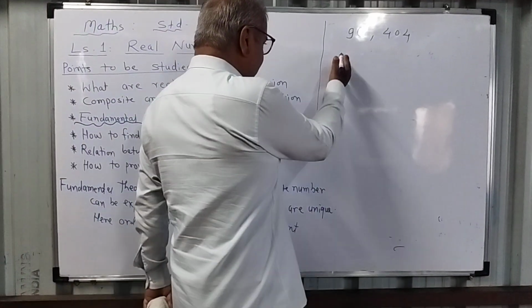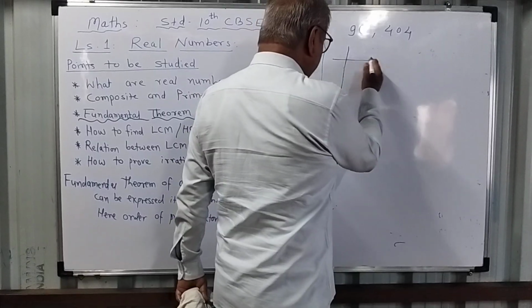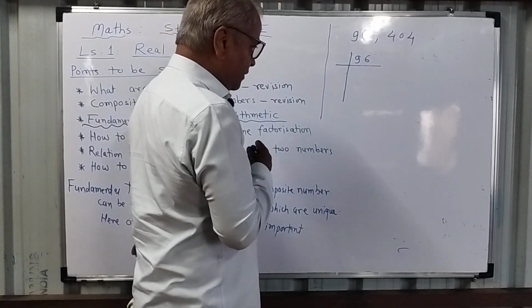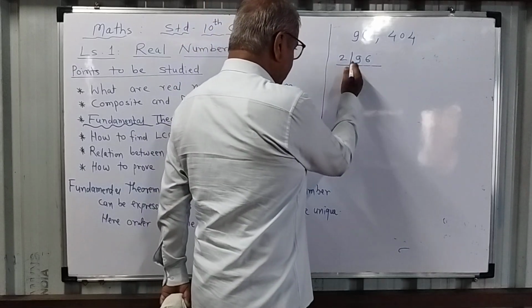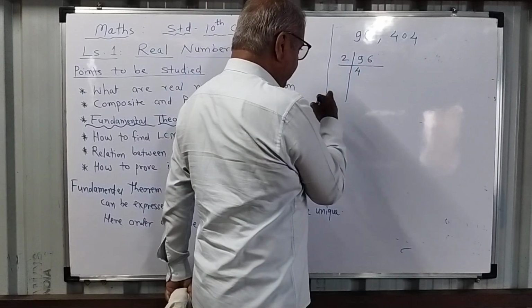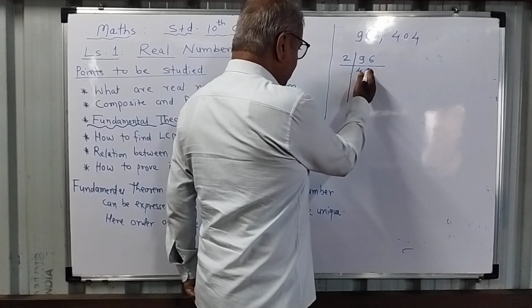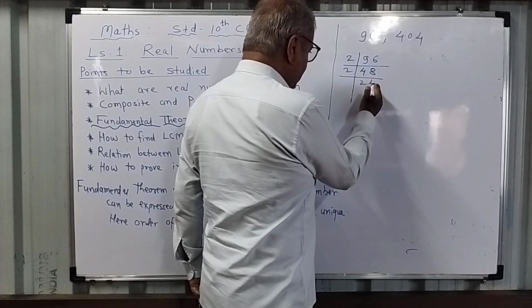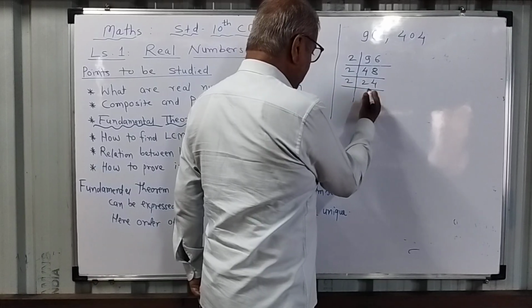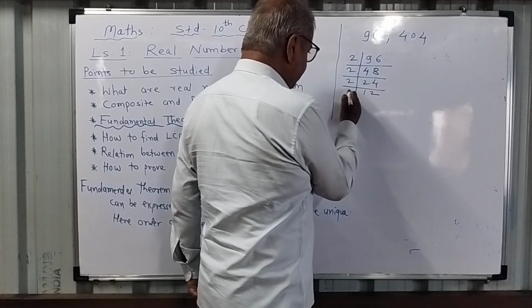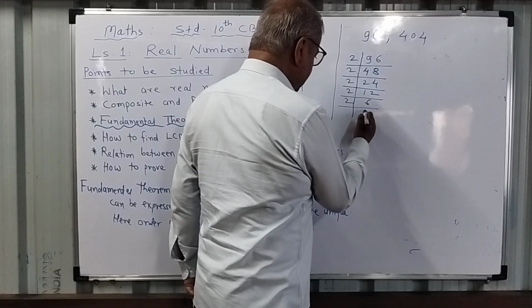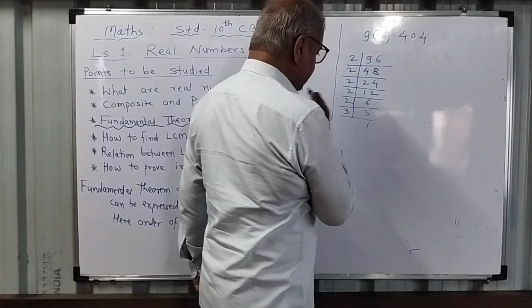So first find the factors of 96. It has 6 at the unit place, so we can divide it by 2. 2 4s are 8, 1 carry, 2 8s are 16. Again 2 2s are 4, 2 4s are 8. Again 2 1s are 2, 2 2s are 4. Again 2 6s are 12. 2 3s are 6 and 3 1s are 3.